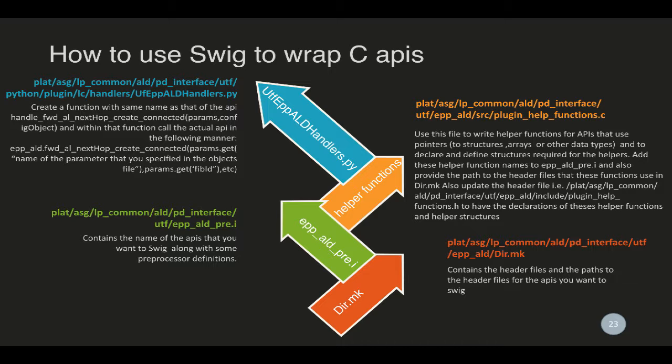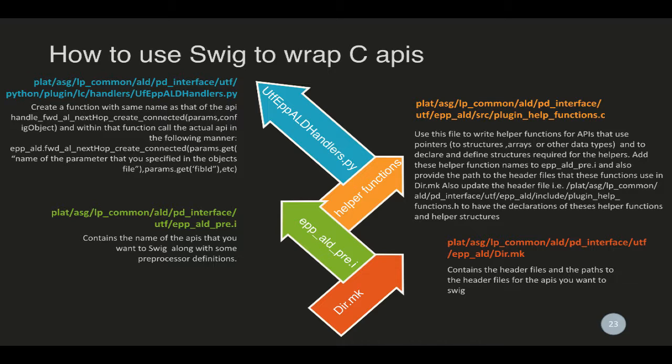The last one of this whole swigging part is the utf-eppld handlers.py. In this you have to create a function with the same name as that of the API and put handle in front of it. So if you have forward AL next stop create connected, you will actually be using handle forward AL next stop create connected, and you'll be passing params and config object as the parameters to this function in the utf-eppld handlers.py. And within that function call, the actual API is called.